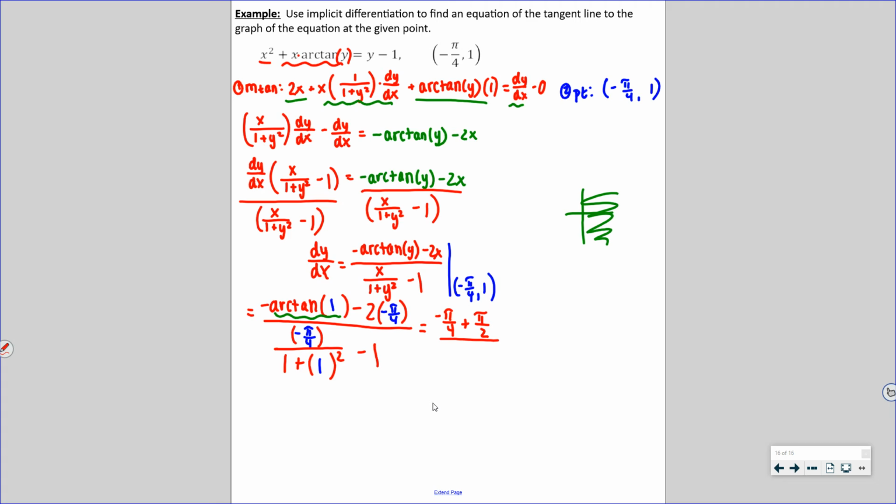All right. Right here I have negative pi over 4 that's being divided by 2, so that's negative pi over 8 minus 1. Okay, so it looks like my slope, or my derivative, is going to be in terms of pi here. All right. Everybody good so far?